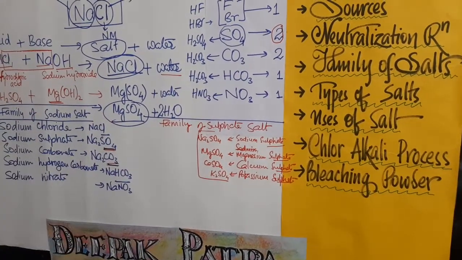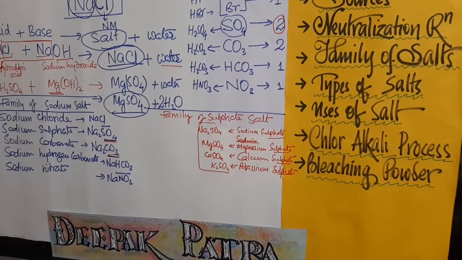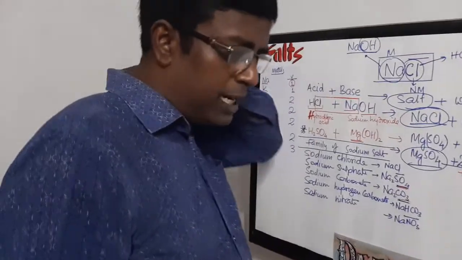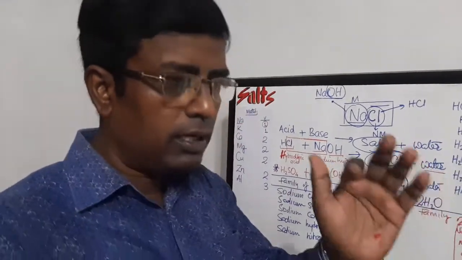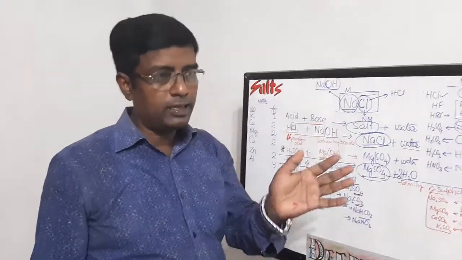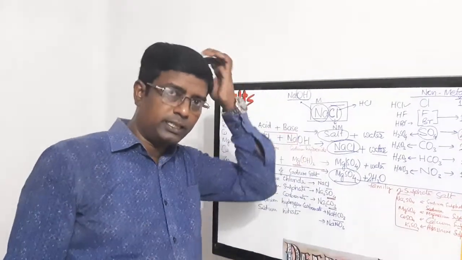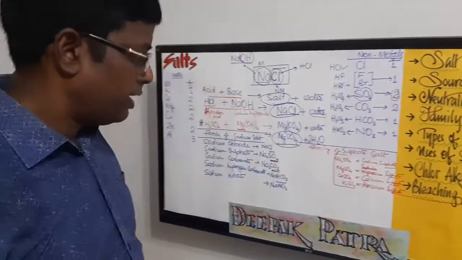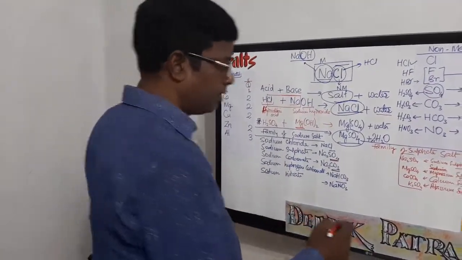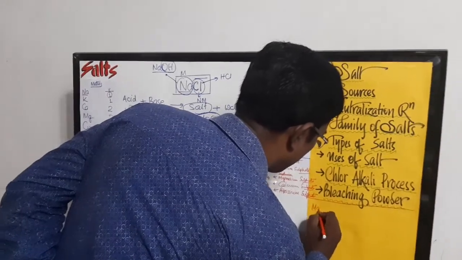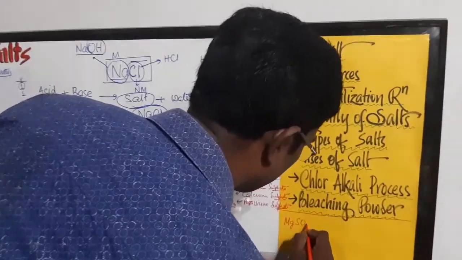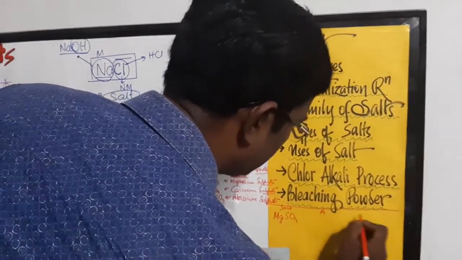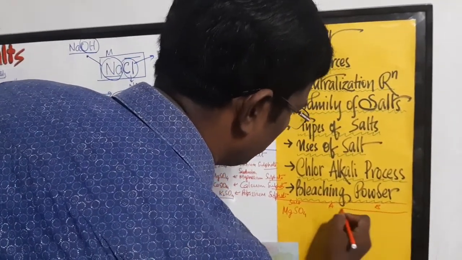From the name of the salt, sometimes the questions get twisted in the board exam. So they give the name of a salt and you have to guess what are the parent acid and the parent base from which it is formed. For example, if the salt is magnesium sulfate, you have to find the parent acid and parent base from which it is made.